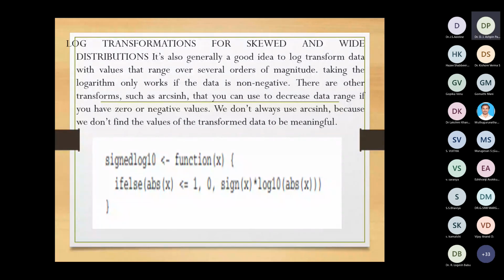And next, log transformations. All these transformations you can do for skewed and wide distributions. Sometimes what will happen is large data points will fall on one side. In such cases, exploring the data will be very difficult. So what you have to do is convert it using log transformations, right? It is a very good idea to log transform data with values that range over several orders of magnitude. That's it: if your data is skewed at one end, you can go with logarithm transformation. And there are some other transforms also, but they won't be meaningful.